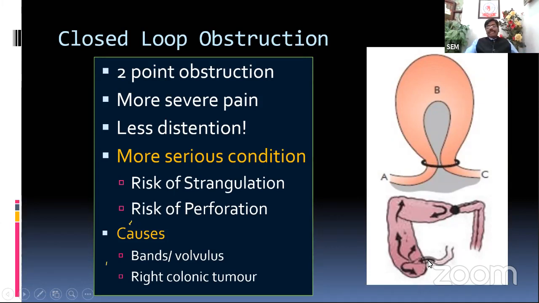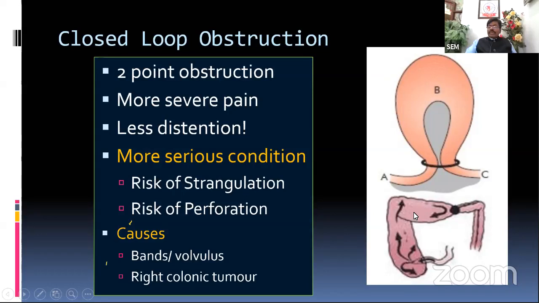What is meant by competent? It is not incompetent, okay, like a varicose vein. If it is competent, it will only allow the small bowel content to enter the large bowel. It will not allow the large bowel content to go back this way. So it is one-way traffic. If it is one-way traffic, what will happen? If there is an obstruction here, nothing is moving from here.